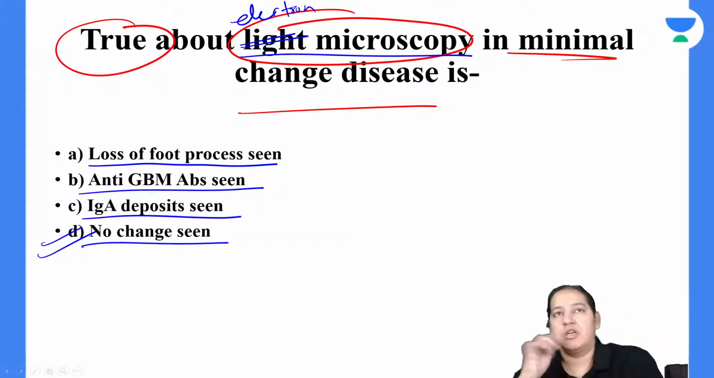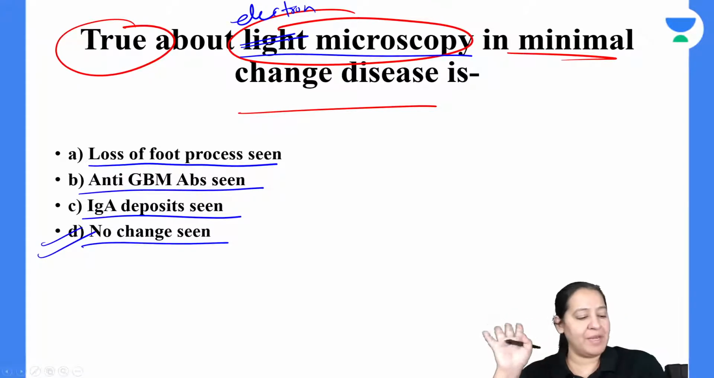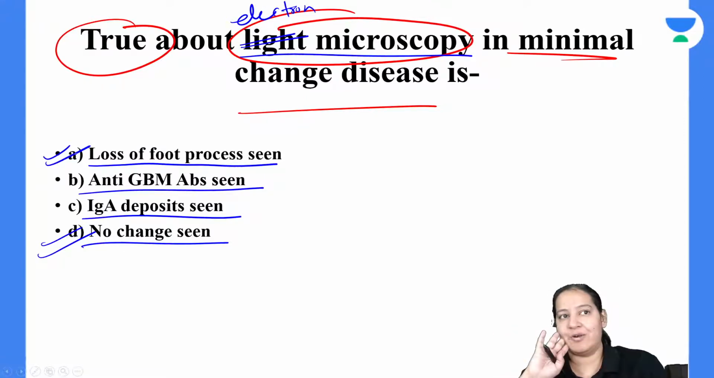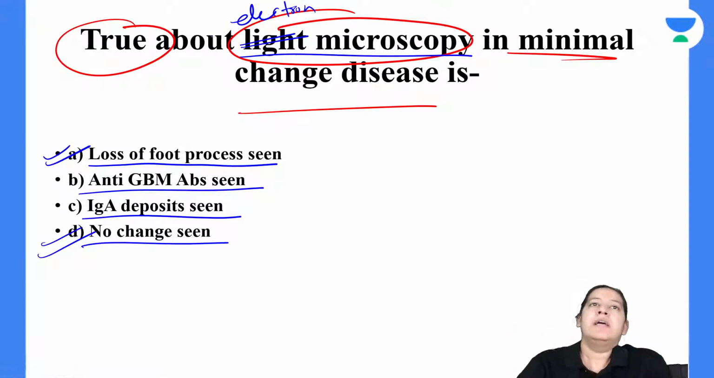In the same question, true about electron microscopy in minimal change disease. Instead of light microscopy, if I say electron microscopy, what is your answer now? Anyone want to answer? Very good, Rishinika. In that case, your answer will become A. It is the loss of foot process which is seen on electron microscopy. Right or not?